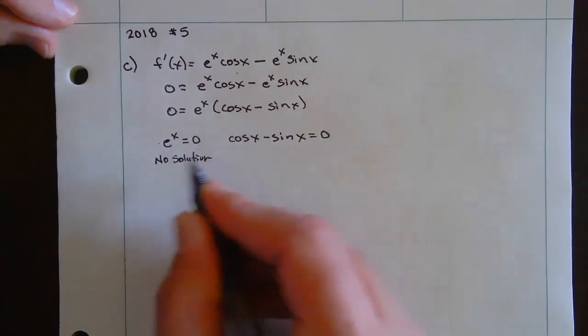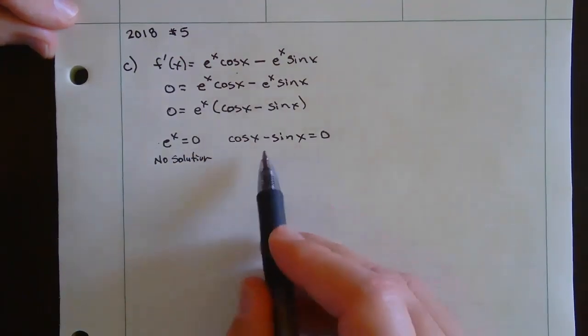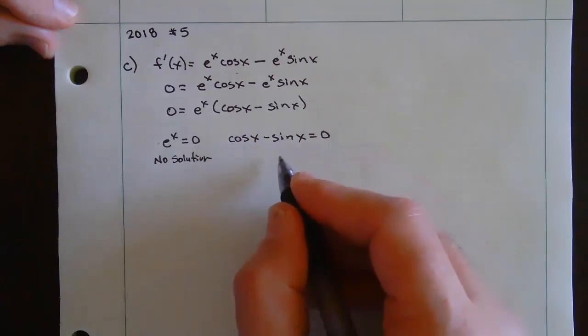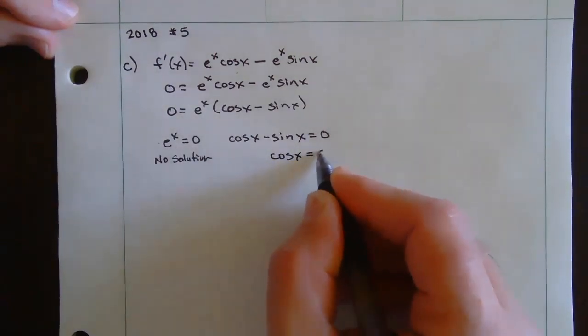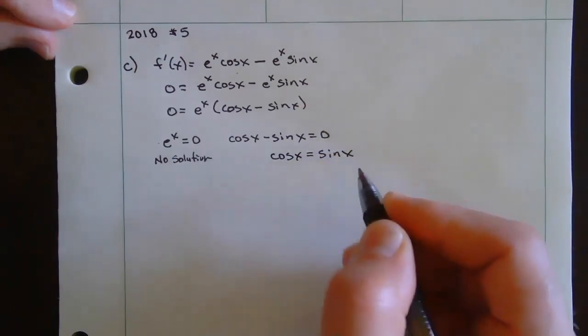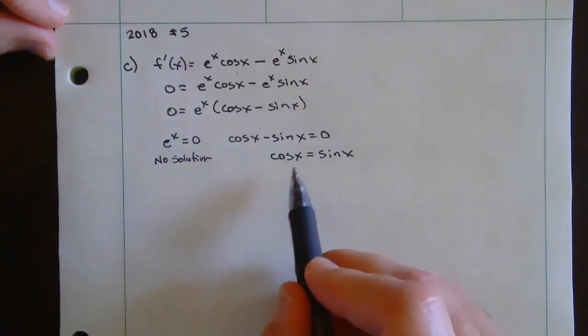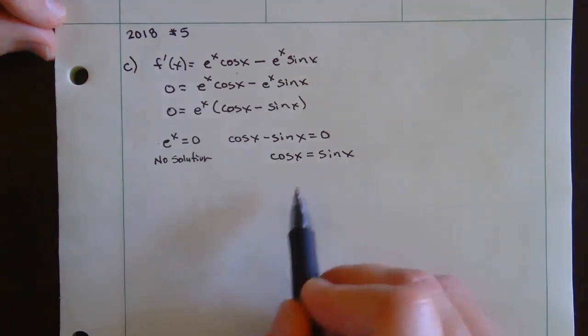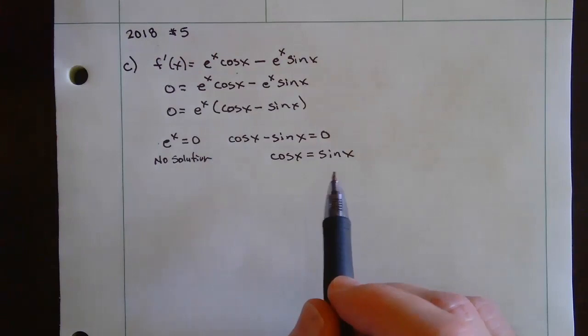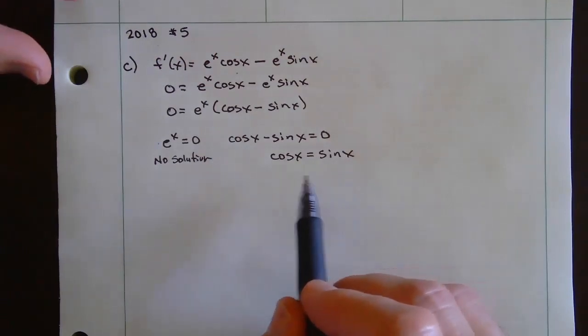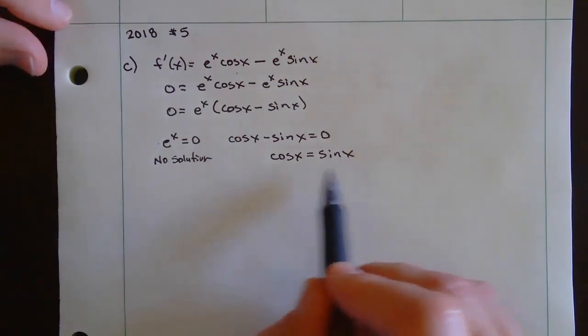Okay, so there's no x value that will make this one true. Now on this one, if we add sine x, that would give us cosine x is equal to sine x. This is a situation that doesn't happen very often, but the problem is we have two different trig functions, sine and cosine. So a way to deal with this is you can divide on both sides by cosine of x.